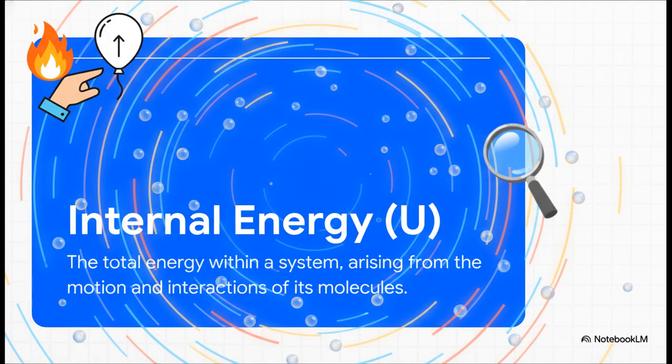Next up is internal energy, which we usually write down as a capital U. This is basically all the energy that's just humming away inside the system. It's the chaotic, kinetic energy of all those molecules bouncing around. So when we heat up the air in the balloon, what we're really doing is cranking up this internal energy.